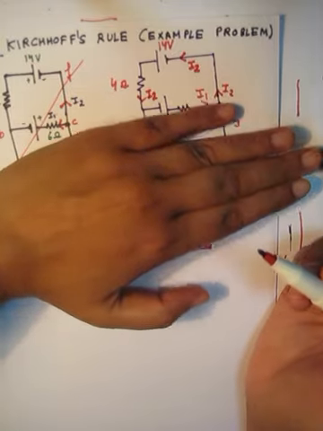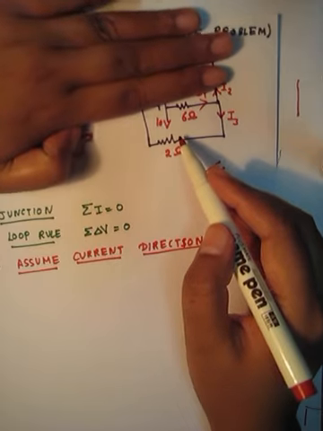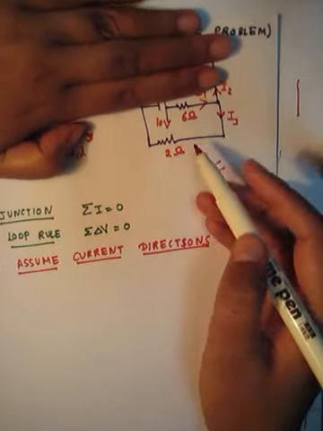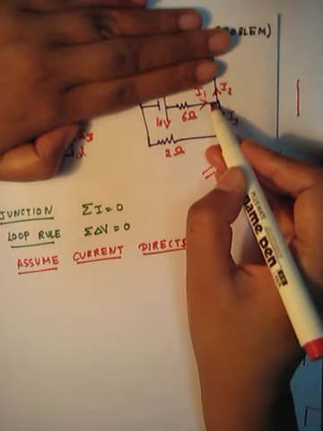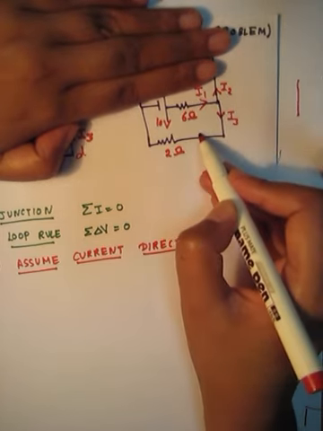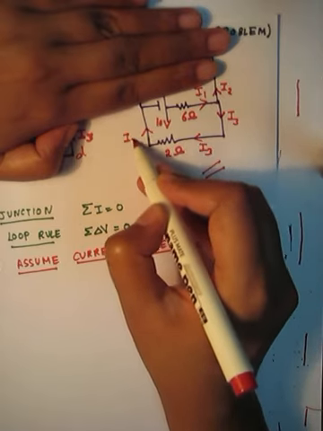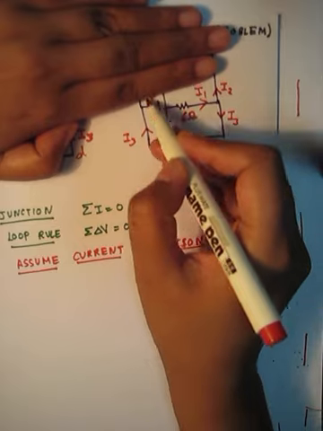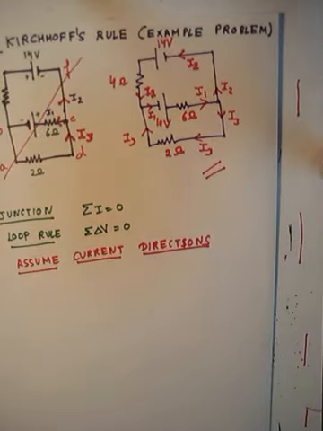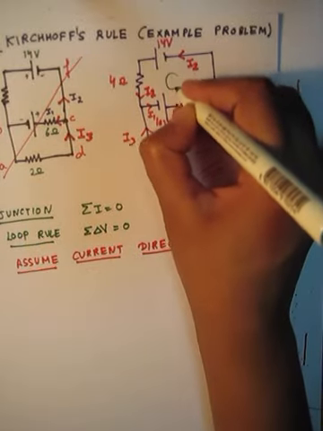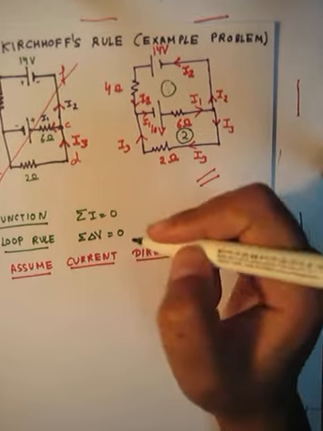Okay. Now let's talk about the second loop. For the second loop, the current along this wire is I1. Here it is I3, so here also it will be I3, and here also it will be I3, and here it will be I1. Okay. So now we have, this is one loop and this is the second loop. Let us talk about them one by one.